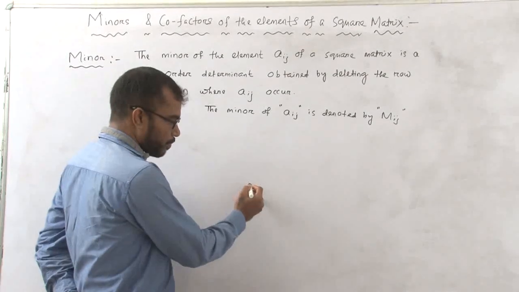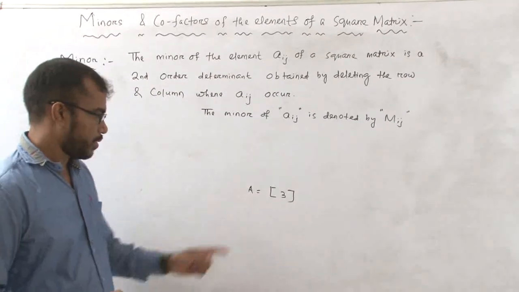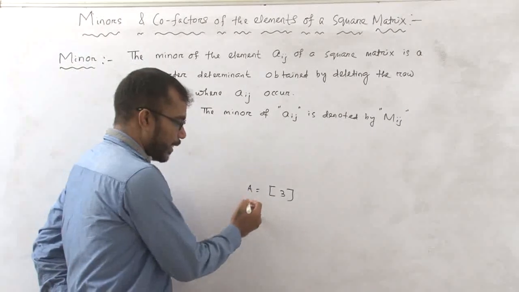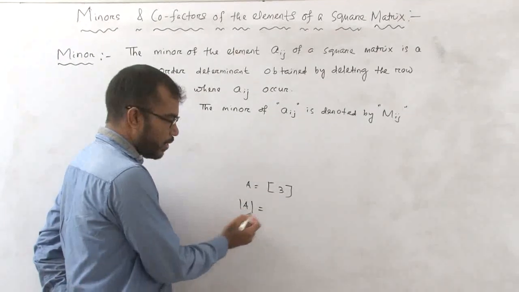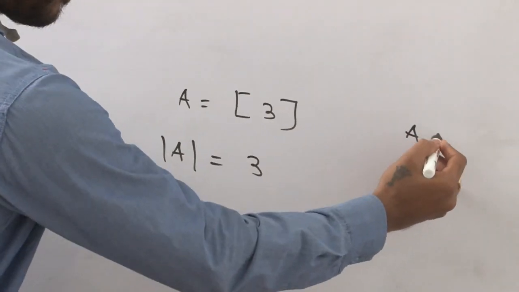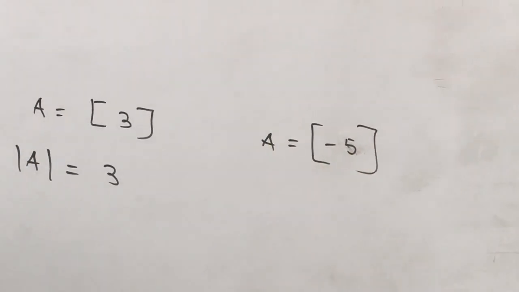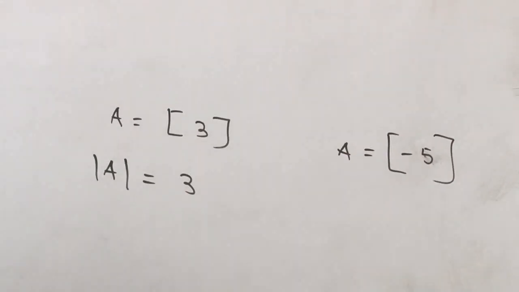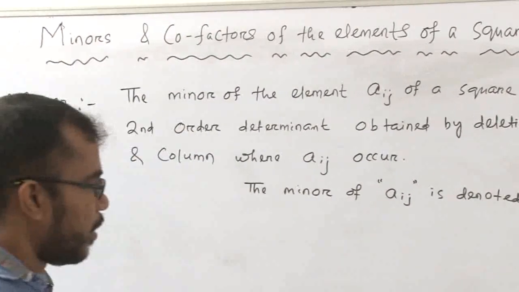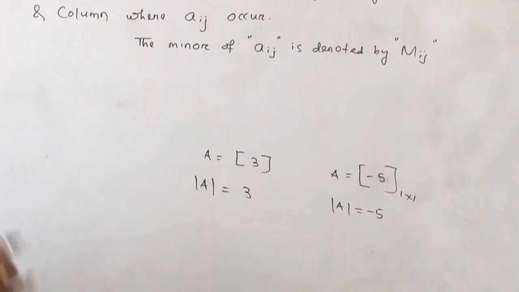First of all, suppose A is a matrix having one element. Suppose 3 is the element. It is a matrix of order one, so the determinant of this matrix is 3 because it contains only one number. Similarly, if a matrix has one element, suppose -5, it is a square matrix because it contains one row and one column. So the determinant of A is also -5.